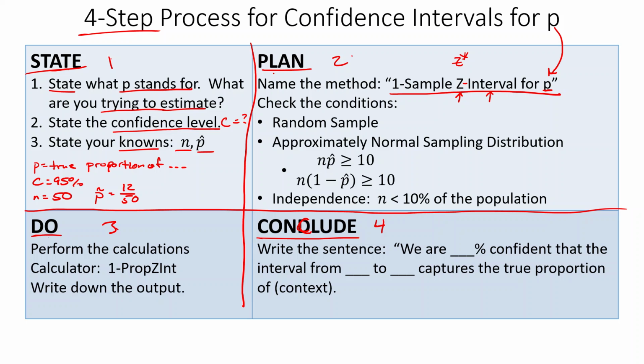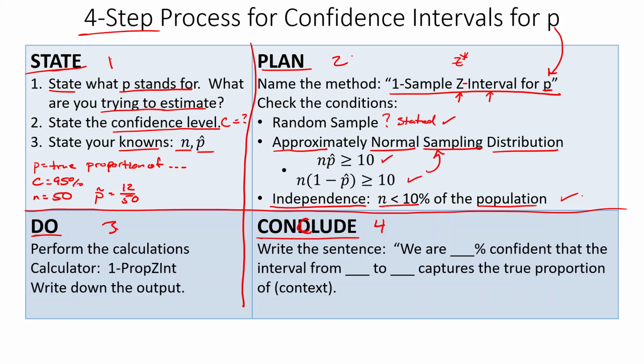And then we check the conditions. This is our planning stage. So we're planning for this test. We have to check the conditions. Do we have a random sample? If it's stated in the question, say stated. All right, is it approximately normal sampling distribution? We got to check both of these conditions, and then after they're both good, then we're going to write approximately normal sampling distribution. Next, we're going to check our independence condition. Is n less than 10% of the population? And you actually just write this, independence colon n less than 10% of, and write what your population size is, and then just put a check mark after it.